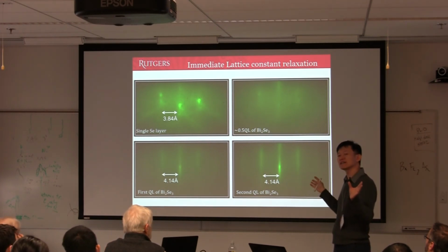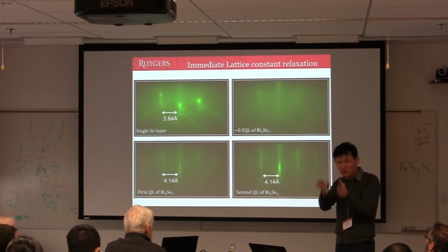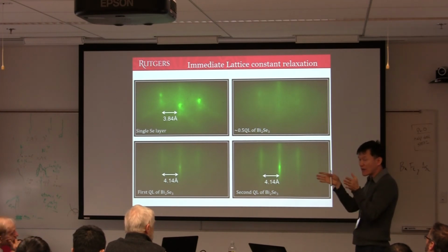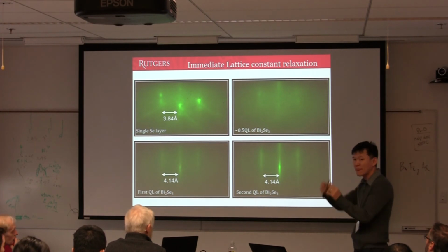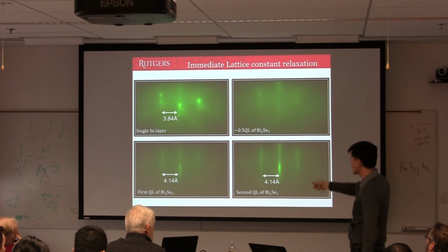This is normally not the case. When you grow films, most of the time the films are bound to the substrate. That's more common. But the reason the lattice constant is vastly different after one unit cell, and it gets relaxed right away, is that it's all van der Waals bonded material. The bonding is so weak that it relaxes right away.